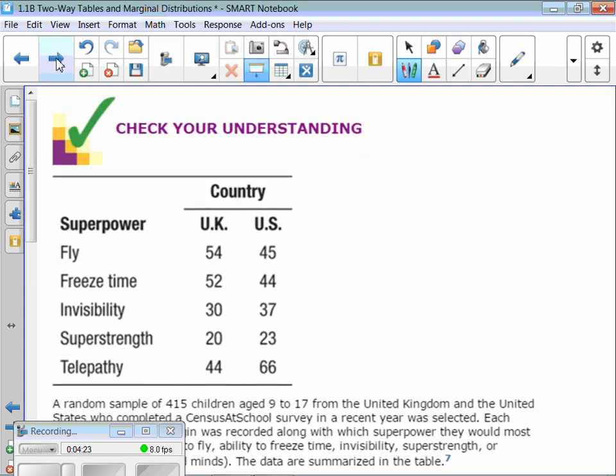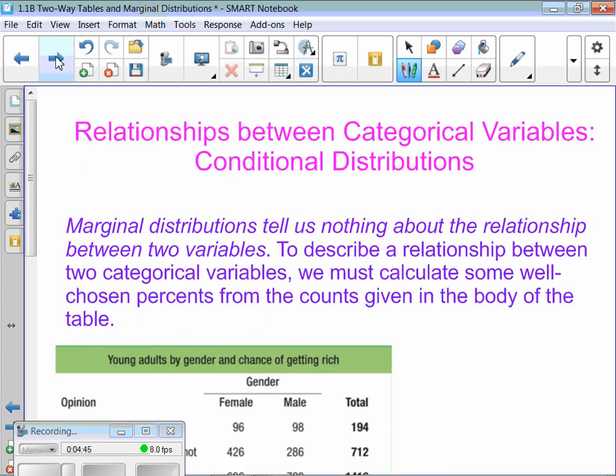So we're not going to do this problem. I just want to show you guys what is missing from this table. Yep, the totals. So you would need to calculate the total going across as well as the total going down in order to find different marginal distributions that you might need. Okay? All right, relationships between categorical variables, conditional distributions.